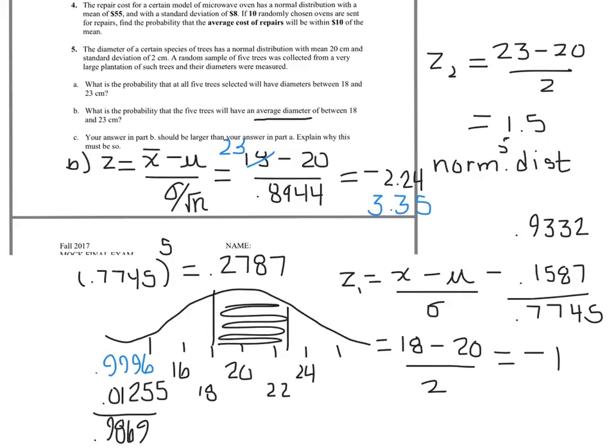Now C asks us, your answer in part B should be larger than your answer in part A. Explain why this is so. The reason is because you're in a distribution that is narrower. It's not as spread out. And therefore, you find that you have a larger proportion that are between 18 and 23 than you did when you were just finding an individual tree whose diameter would be between 18 and 23.